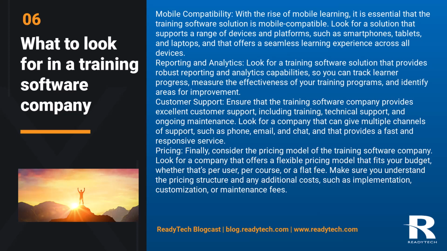7. Customer support. Ensure that the training software company provides excellent customer support, including training, technical support, and ongoing maintenance. Look for a company that can give multiple channels of support such as phone, email, and chat, and that provides a fast and responsive service. 8. Pricing. Finally, consider the pricing model of the training software company. Look for a company that offers a flexible pricing model that fits your budget, whether that's per user, per course, or a flat fee.